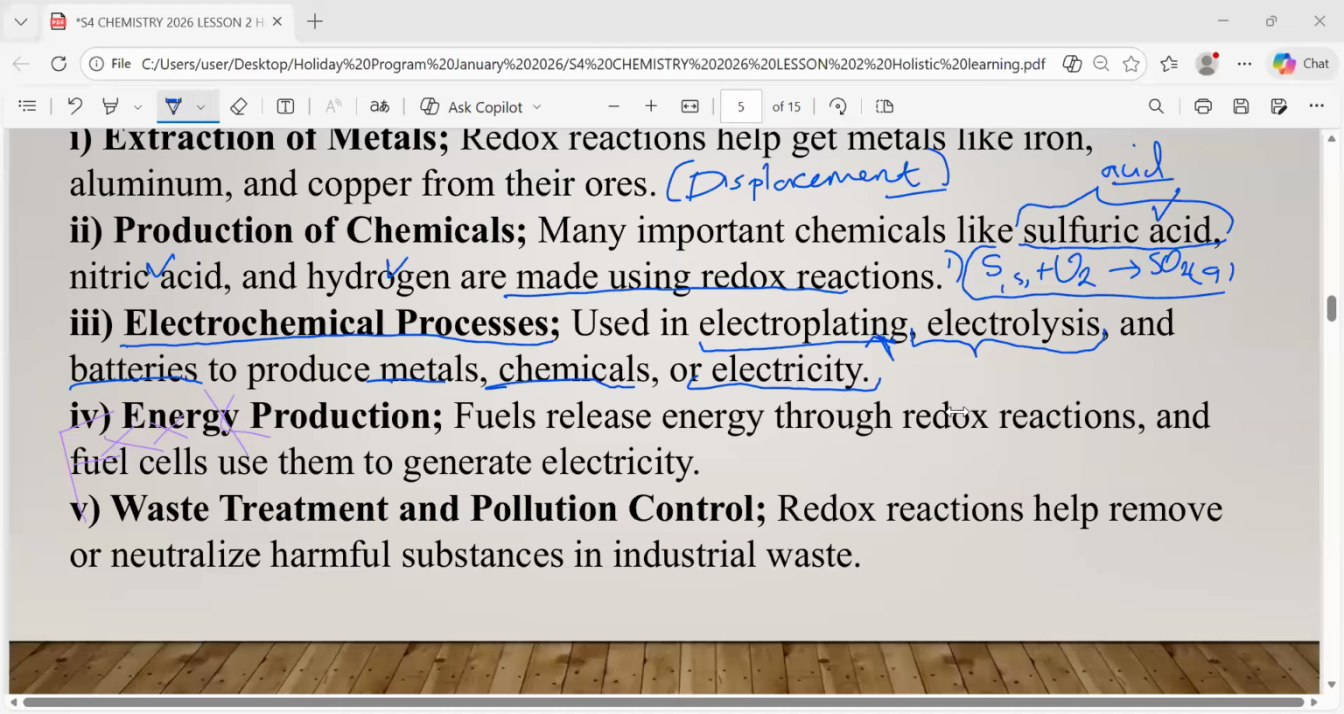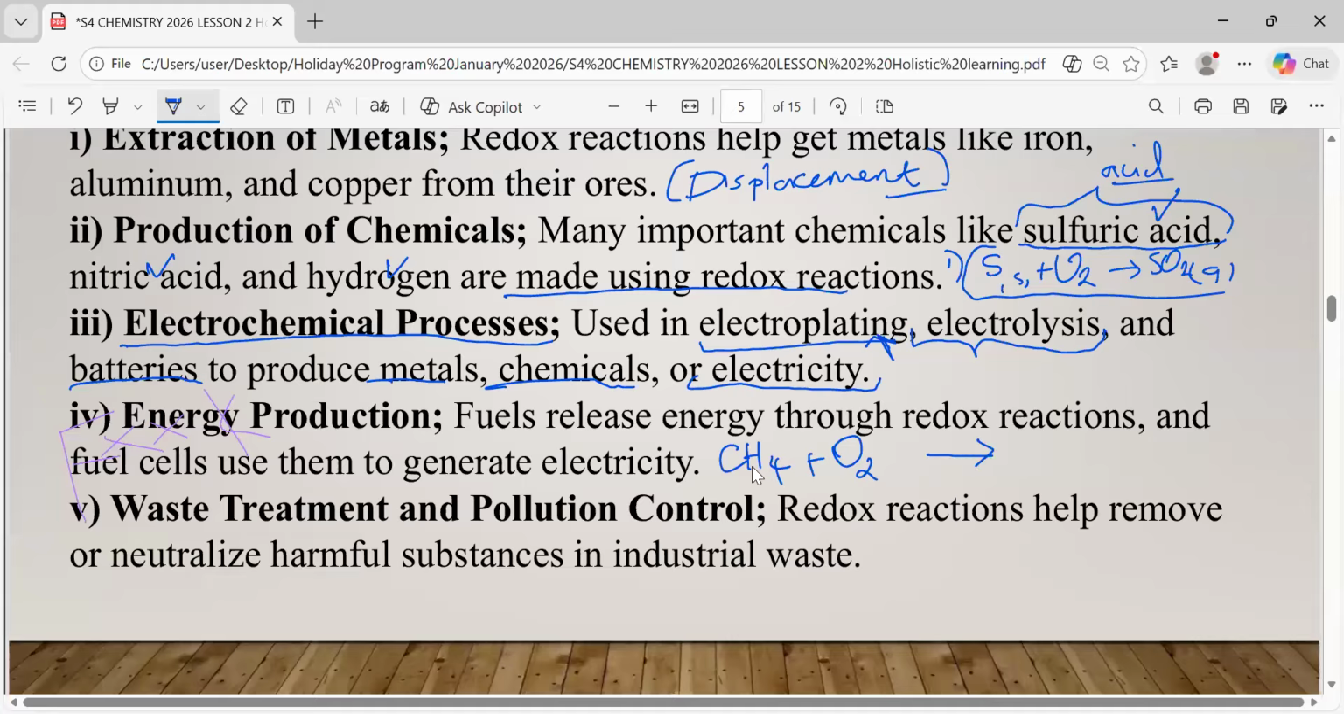Energy production. Fuels release energy through redox reactions, and fuel cells use them to generate electricity. Do you recall our first lesson? We looked at different processes where we had the burning of some fuels. Let's talk about methane. We have methane burning in what? Oxygen. What do we produce?